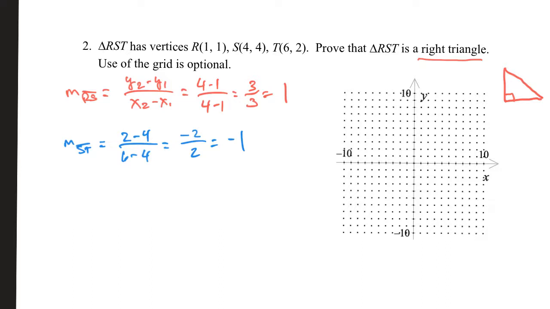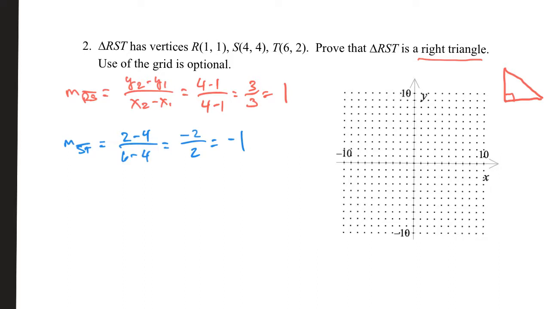So here is my right angle right here. I can stop right now because I have shown that there are negative reciprocal slopes, or that there are perpendicular lines, and that means that there exists a right angle. So this is a right triangle.